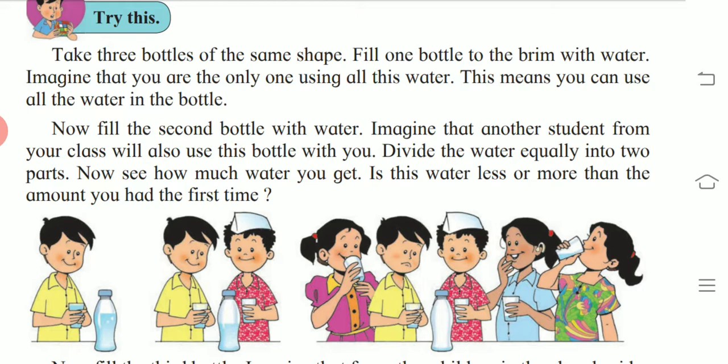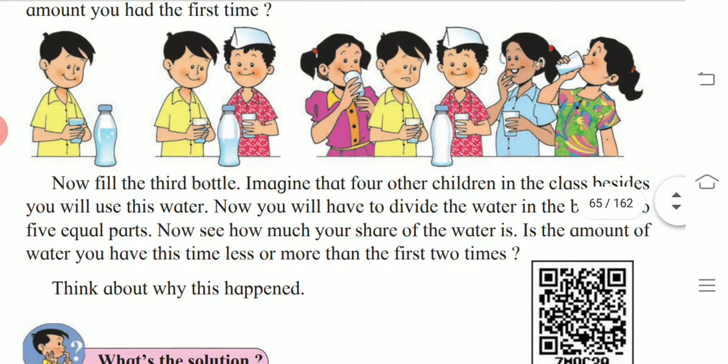Divide the water equally into two parts. Now see how much water you get. Is this water less or more than the amount you had the first time? Now fill the third bottle. Imagine that four other children in the class besides you will use this water.